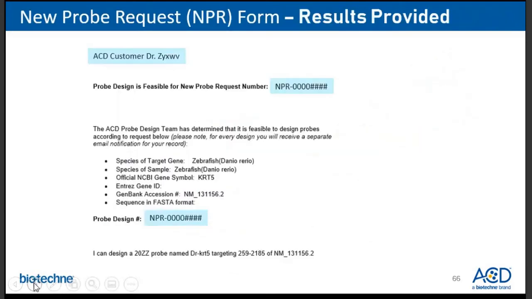If we have no comments or concerns about your submission, we'll send you a results page for your probe. This means that your probe design is feasible for your particular request. For example, here is maybe a zebrafish design for KRT5, and here's the accession number. The details for the probe design will be provided at the bottom. So here, I can design a 20ZZ probe design, probe name DR-KRT5, targeting 259 to 2185 of this particular transcript variant. All this information is provided on the results page once we send you that email.